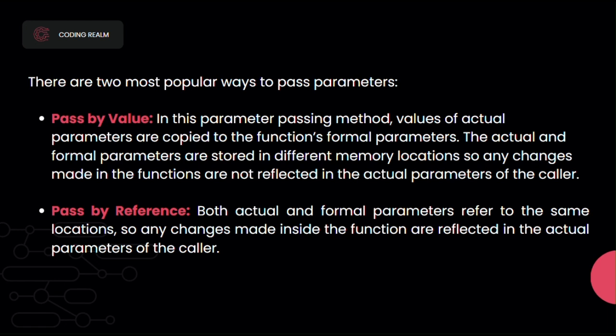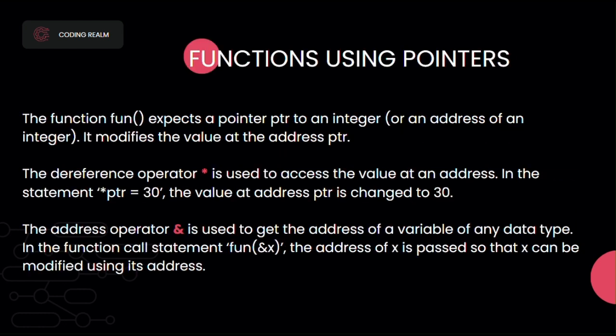In pass by reference, both actual and formal parameters refer to the same locations, so any changes made inside the function are reflected in the actual parameters.